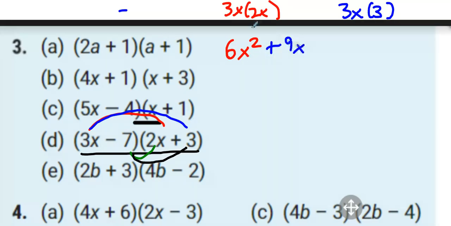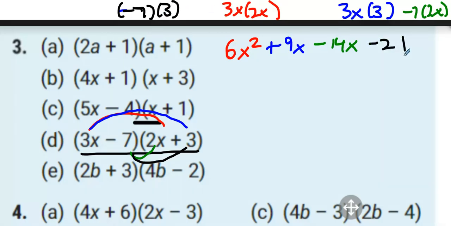Okay, awesome. Now you're on to the green line, which is what, Bobby? It's minus 7 times 2x, which is very close to 14x. Is it plus or a minus? Minus 14x. And finally, the black line, which is minus 7 times 3. What's minus 7 times 3? Minus 21. Minus 21.